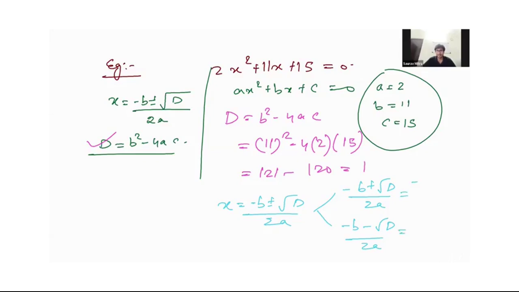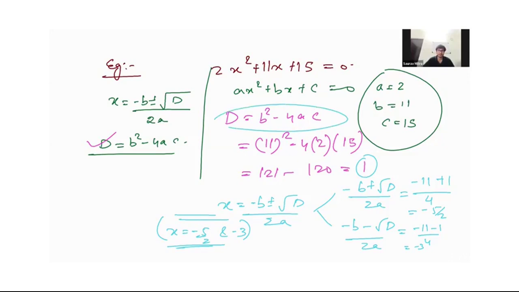So your b is minus 11. What is root D? Root D is square root of 1, that is 1, upon 2a. a is 2, so it will be 4. So you will get minus 10 by 4, that is minus 5 by 2. And minus b minus root D upon 2a means minus 11 minus 1 by 4. So this is minus 12 by 4, which is minus 3. So again, we are getting our values as minus 5 by 2 and minus 3. In this way, we can get our values of x by using the quadratic formula.